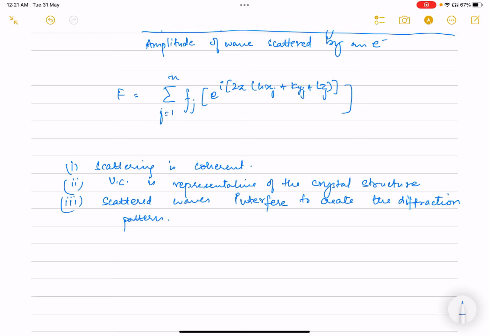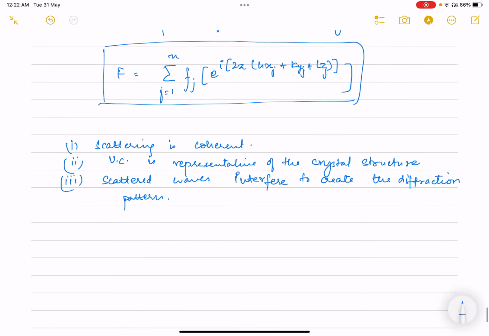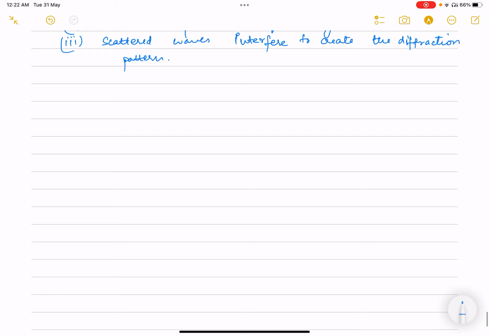Alright, so these are considered while deriving this formula for structure factor calculations. Now, this formula helps us in giving the selection rules for the reflections that are present or absent in a particular type of lattice or crystal. Okay. Now, let us see some examples for structure factor calculations.